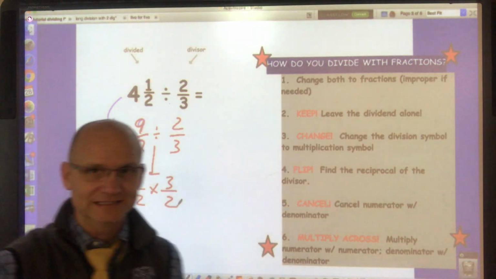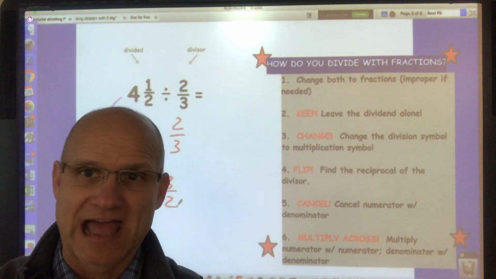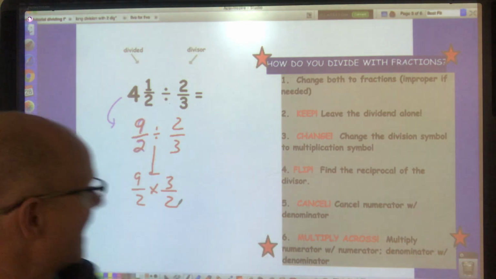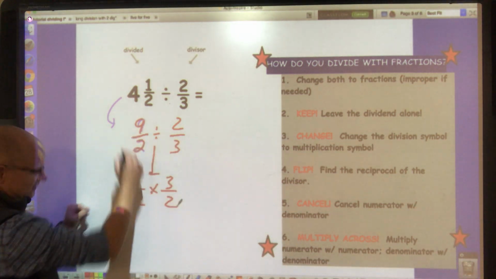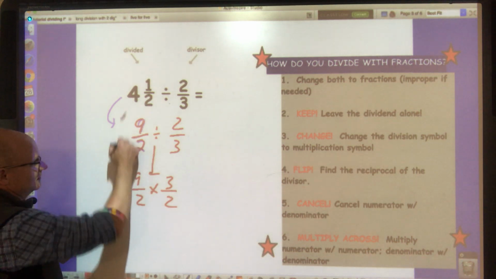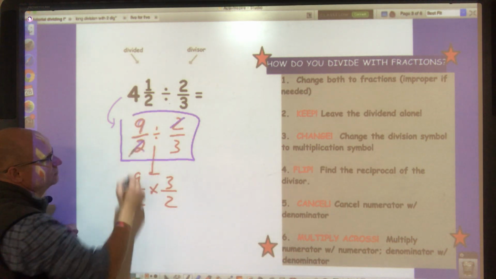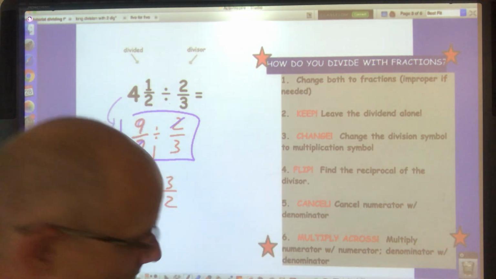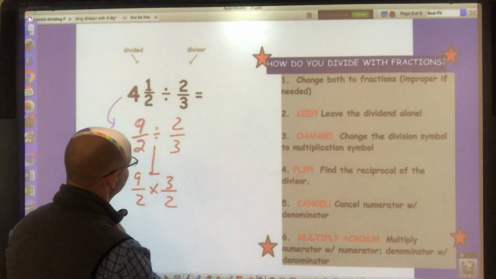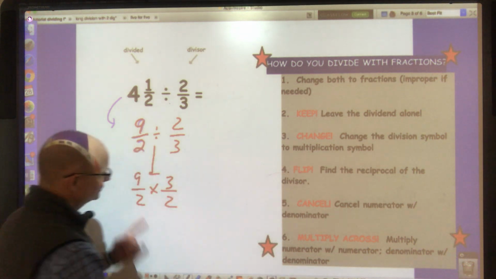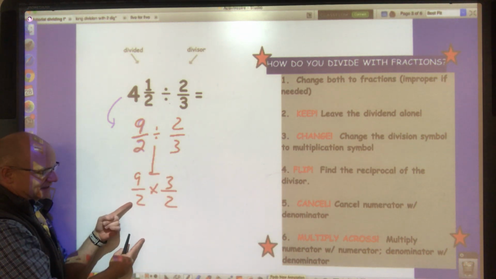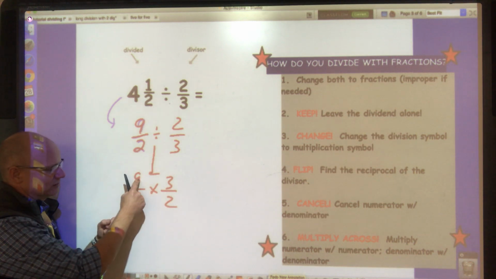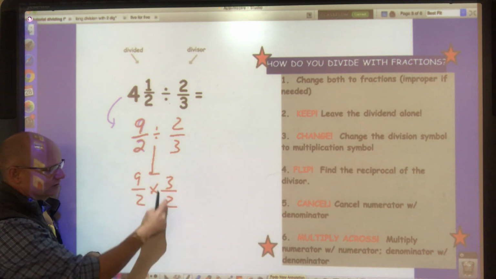Once I have flipped, it's now a multiplication problem, and now I can cancel. Excuse me, I can't cancel before that. Some of you might have thought to cancel right here, like maybe with my 2 and my 2, but I cannot do that. I can't cancel till I change it to a multiplication problem. Once I've changed it to a multiplication problem, then I can look to see if I can cancel. In this particular problem, I can't cancel because I can only cancel a numerator with a denominator.